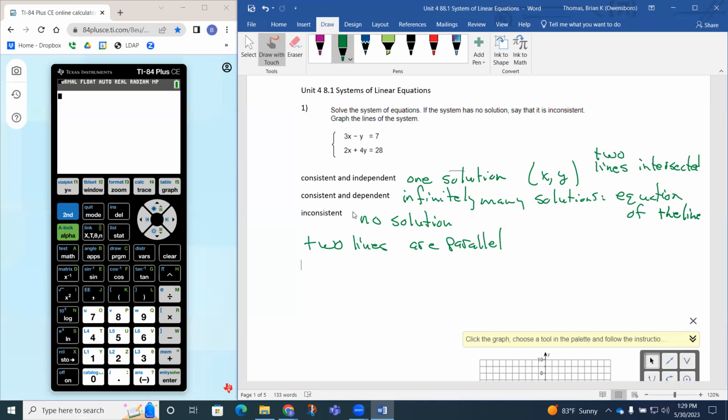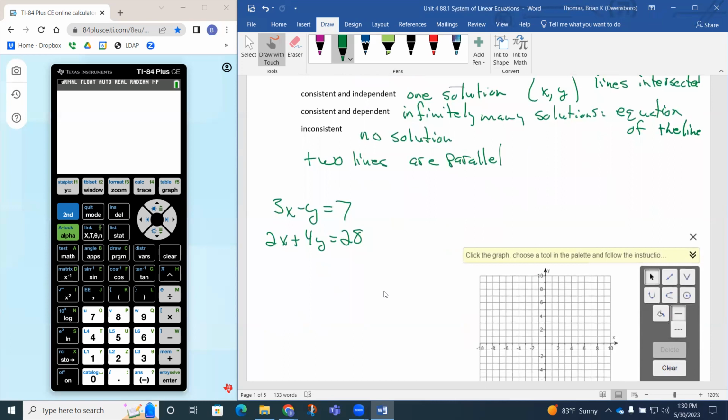So if we want to solve this system of equations, we have this 3x minus y is equal to 7, and this 2x plus 4y is equal to 28. The strategy I would be using is what I call the addition method. So what I want to do is add these two equations together. But when I add them together, one of the variables actually has to zero out. So right now, if I add them together, both variables stay in the equation. What I'm looking for is the same coefficient, but they have to be different in sign. One's got to be positive, one's got to be negative.